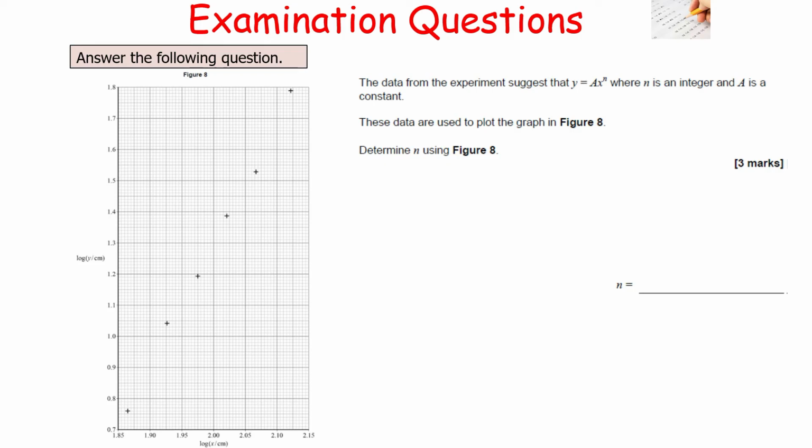The next question says, the data from the experiment suggests that y is equal to ax to the power n, where n is an integer and a is a constant. The data is used to plot the graph in figure 8.